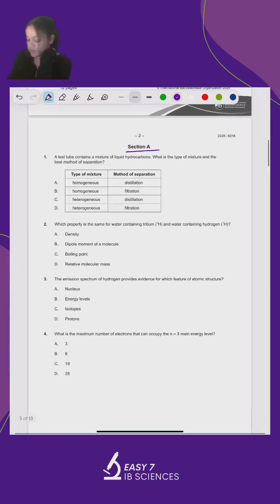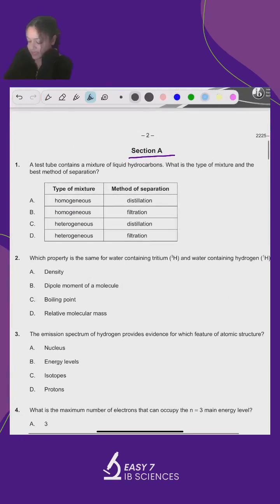Okay. So for question 1, it says, a test tube contains a mixture of liquid hydrocarbons. What is the type of the mixture and the best method of separation? So there's two questions here. Number 1 is asking for the type of the mixture, and number 2 is the best method of the separation. Now this is a multiple choice question, so you have to pick the correct one to answer.